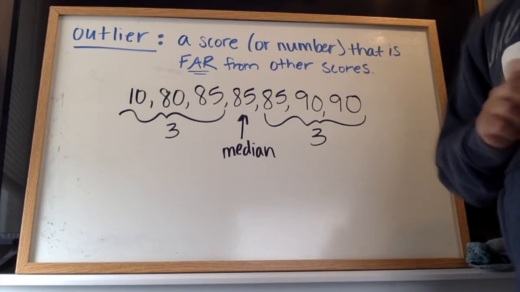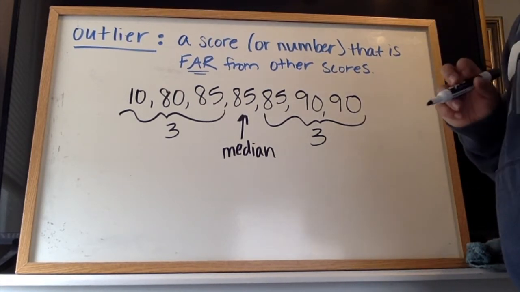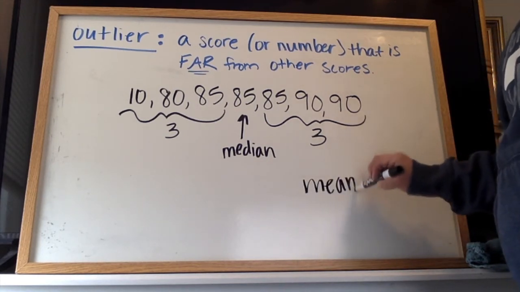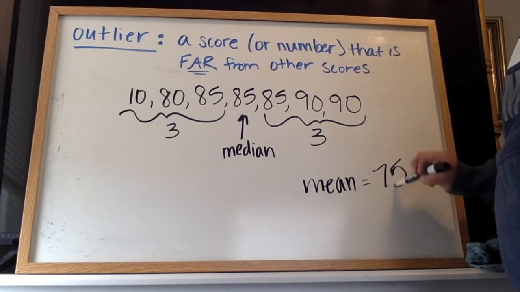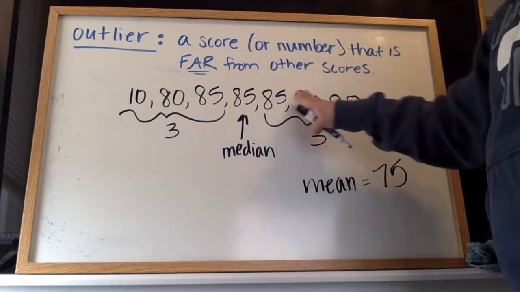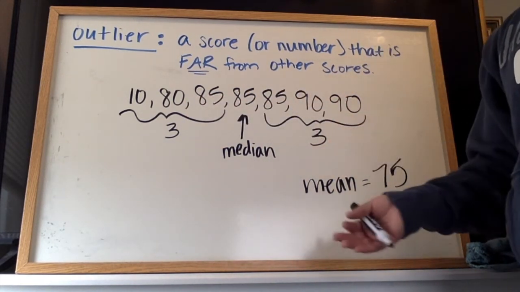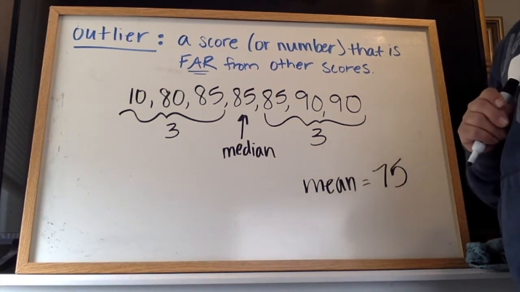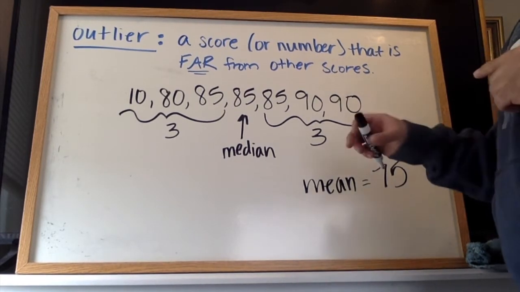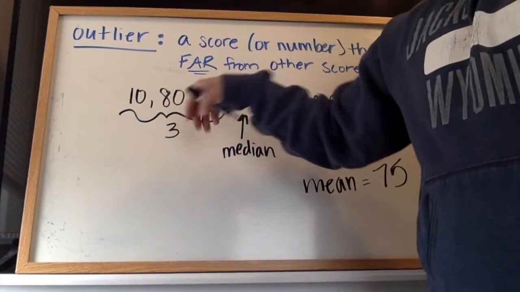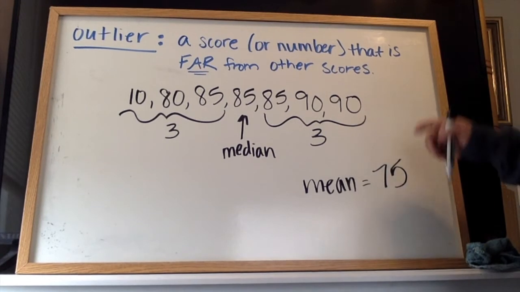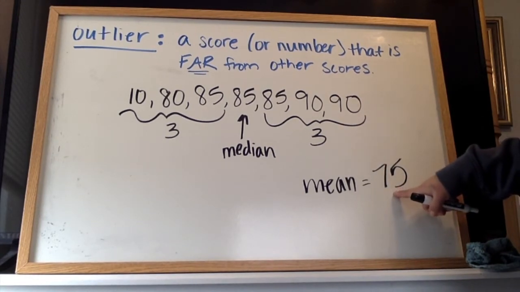So we kind of talked about this a little bit ago where I brought up that our mean or the average was 75. And I remember telling you that I thought it was a little odd because most of our numbers are in the 80s. So I would have assumed that our mean or average would have been in the 80s as well. But that wasn't the case. I remember telling you that because of this 10 over here that was so low, it was so far away from all of these other scores that it affected our mean or the average.